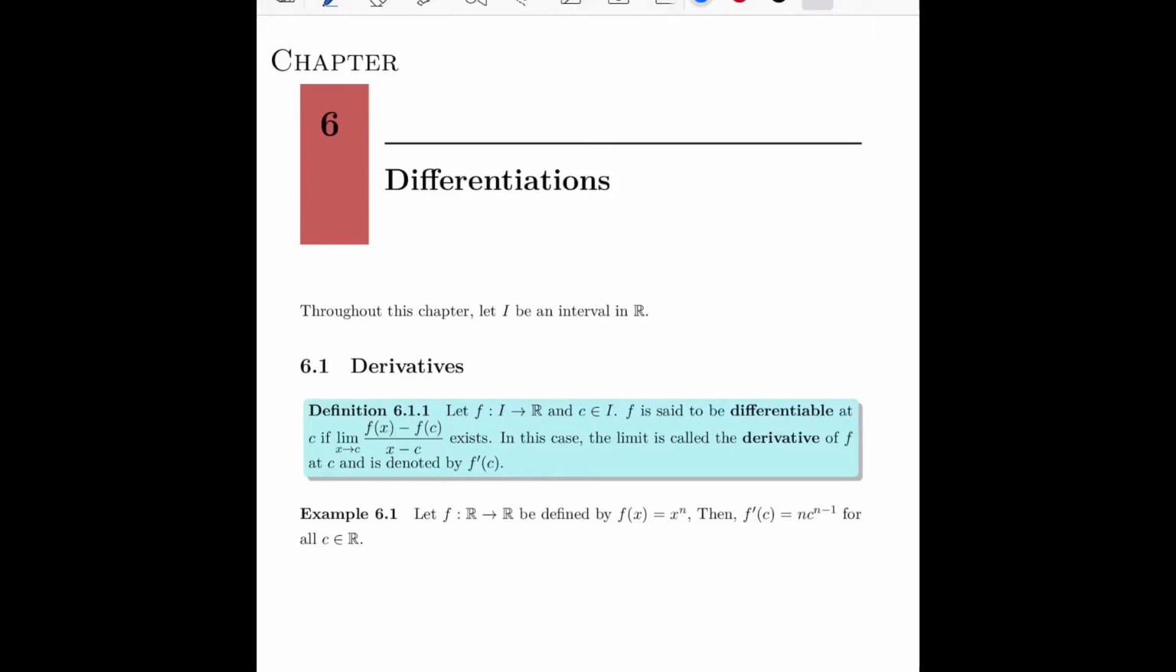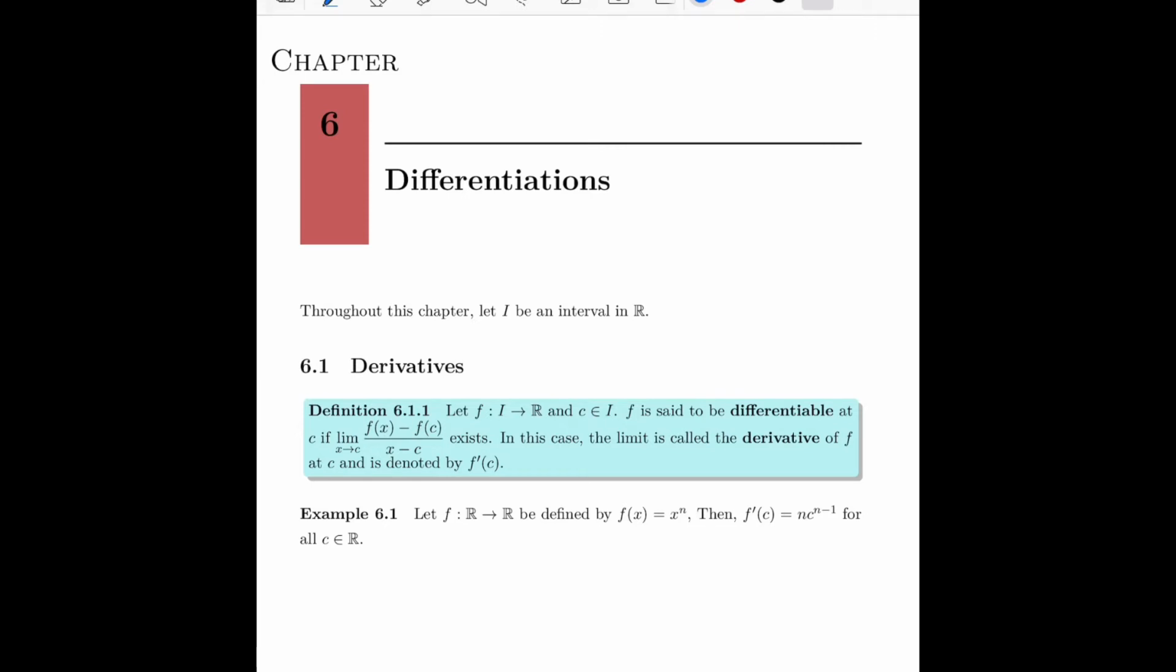Hello everybody, this video clip is the first video clip for chapter 6, which is about the differentiation of a function. For this chapter we are going to learn how to define a derivative of a function, as well as some applications that you haven't touched on in your Math 1 or Math 2.